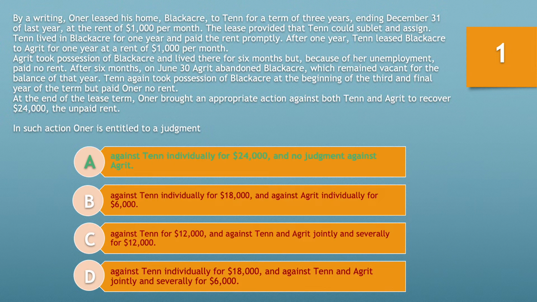A sublease, on the other hand, occurs where the tenant transfers her rights and obligations to a subtenant for a portion of the term of the lease. A subleasee has no legal relationship with the landlord and is not personally liable to that landlord for rent. In this case, 10 transferred only a portion of the term of the lease to Agrit, so this was a sublease. As such, Agrit, the subleasee, would not be personally liable to owner for rent, so owner would only be entitled to a judgment against 10 individually for the unpaid rent of $24,000.